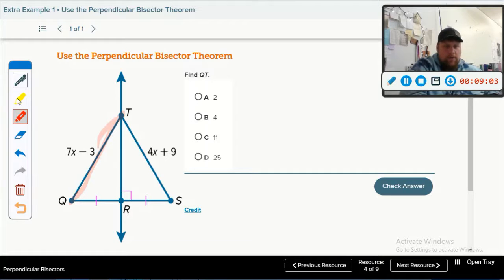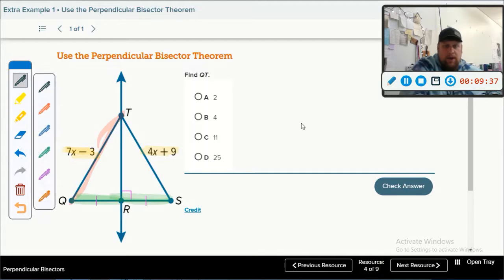Okay, what do I know? I'm told that QR, because of these tick marks, I know that QR is equal to SR. And what does the perpendicular bisector theorem tell me? Well, because these two have been cut in half, we know that RT is a perpendicular bisector. And if it's a perpendicular bisector, what else do I know? I also know that the distance from Q to T is the same as the distance from S to T. So I can set these two I've highlighted in yellow equal to each other.